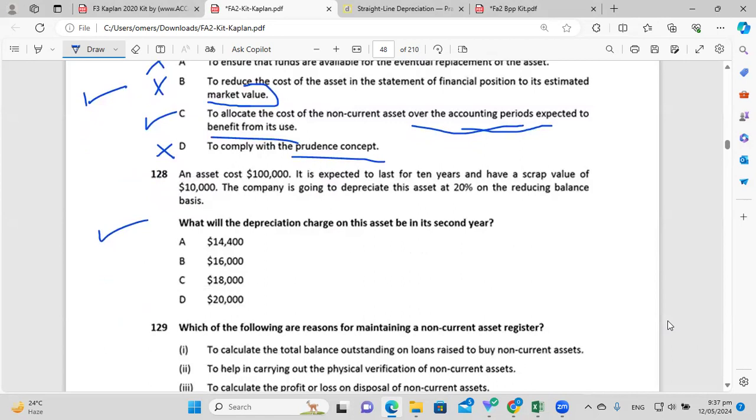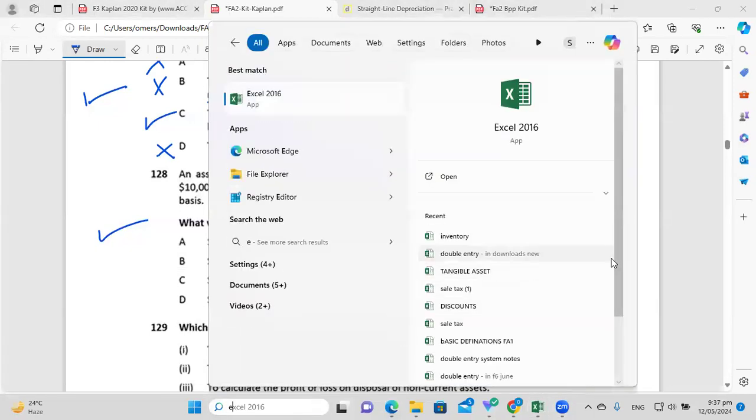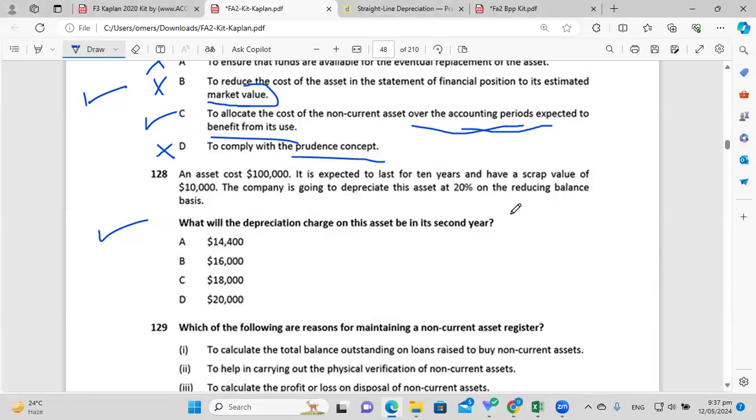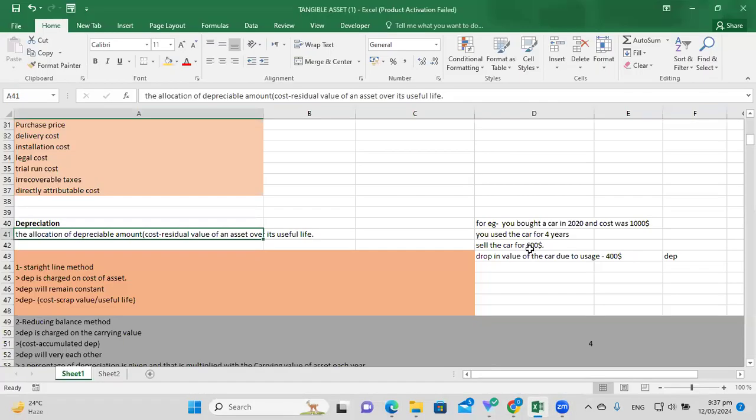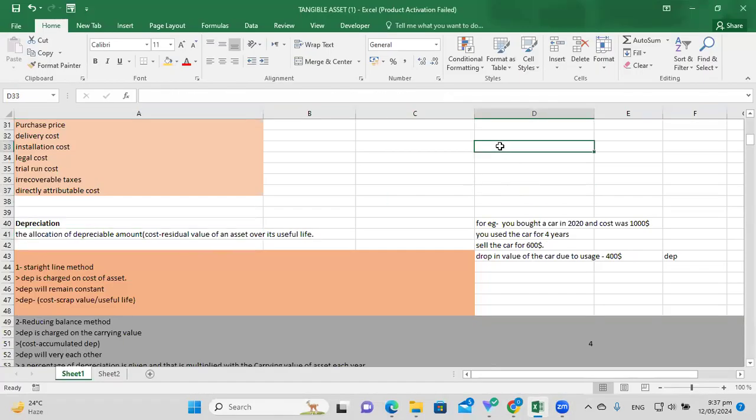Okay, now question number 128. I will suggest you to pause the video here and try this question by yourself. If you are unable to do it, then you watch the video and I will solve the question for you here, right? Okay, so for question number 128, let's solve here. I'm solving it right here.